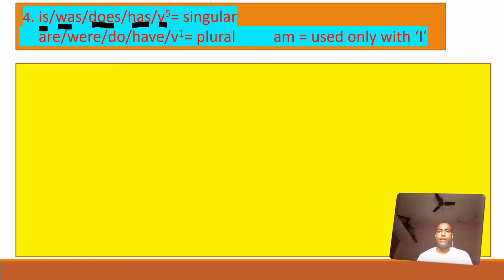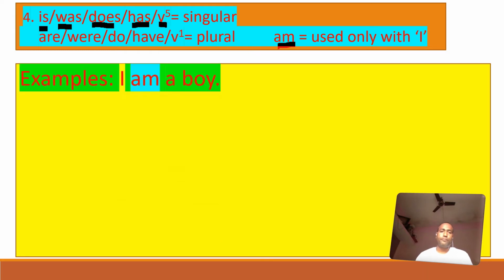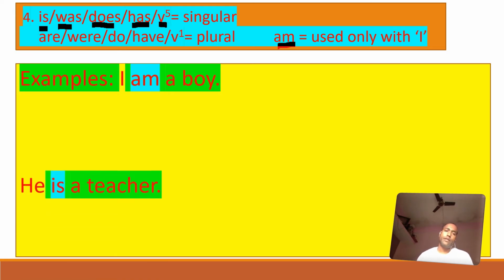And there is am, which is only used with I, not with any other subject. So it is used only with I. Okay, we'll talk about I in the next rule. Let us see some examples. Here is I, so only am. I am a boy.